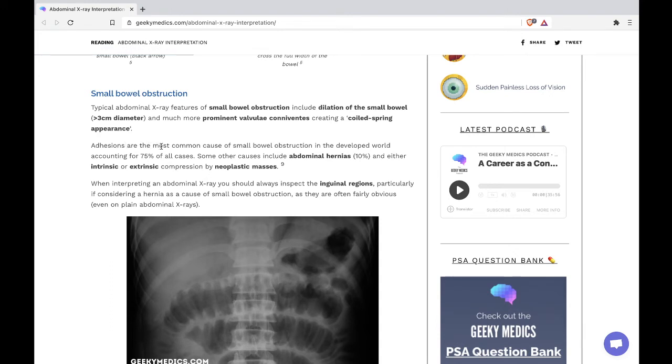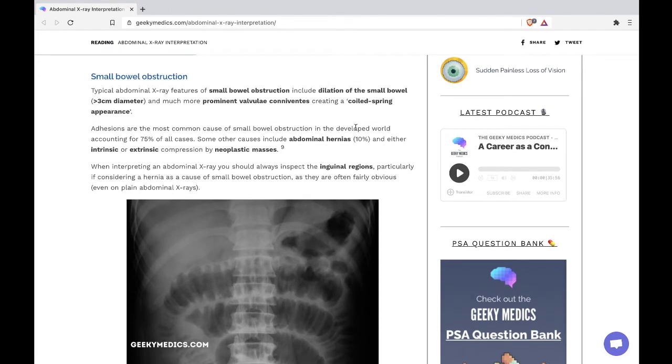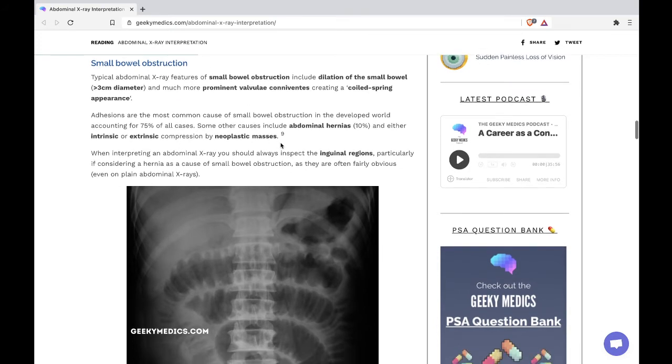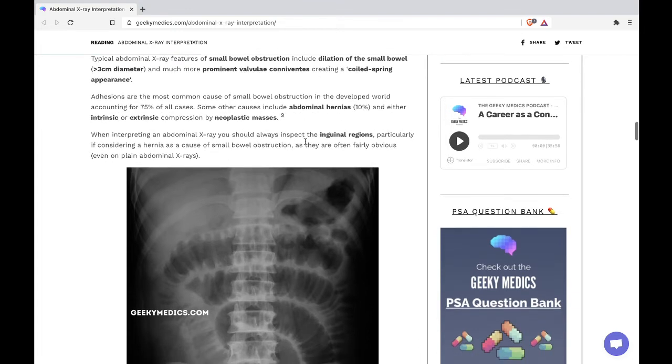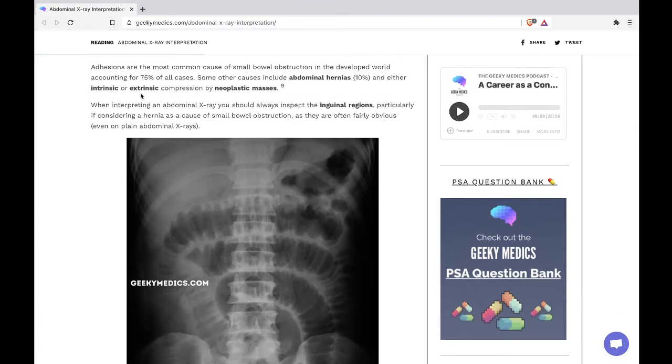Adhesions, the most common cause of small bowel obstruction. Adhesions are the most common cause of small bowel obstruction in the developed world, accounting for 75% of all cases. Some other causes include abdominal hernias and either intrinsic or extrinsic compression by neoplastic masses. So intrinsic compression means the mass is in the lumen. Extrinsic means from outside the lumen, it's pressing inwards.